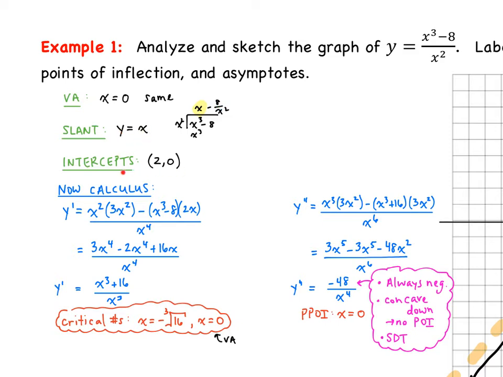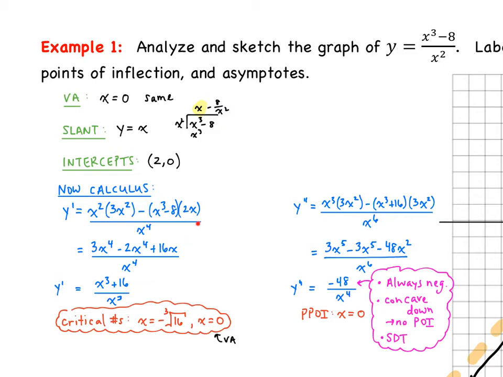Our intercepts, we only have when y is 0, so we get (2, 0) for our x-intercept. There is no y-intercept because we've got a vertical asymptote at x equals 0. All right, so now on to the calculus. So we need to find our first derivative.